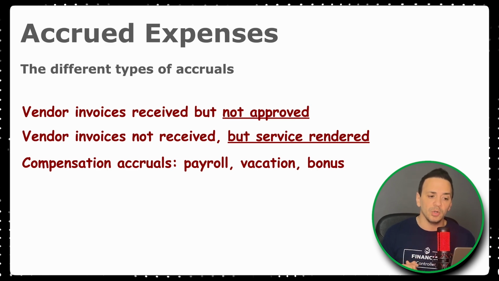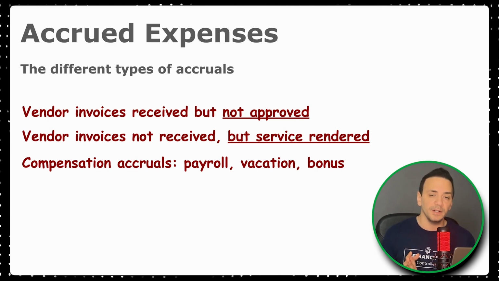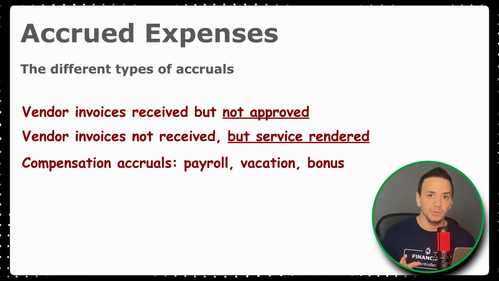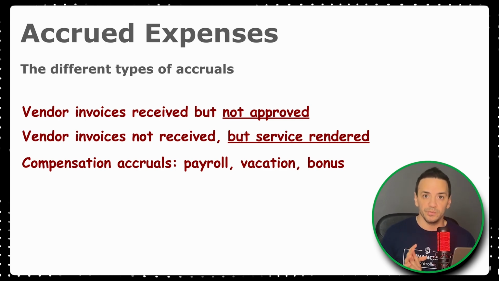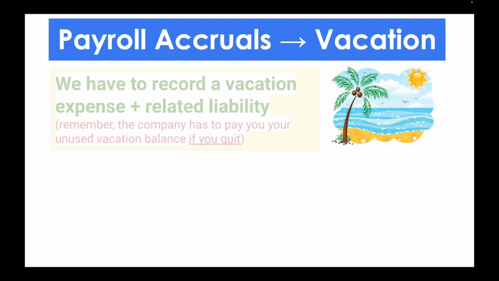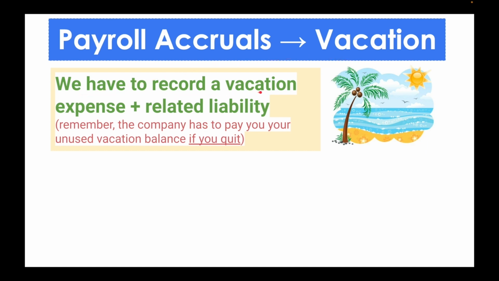So let's take a look at an example accrual, and the one I want to use here is vacation accrual. We're going to use real life numbers to accrue for vacation on the books and records. Just to give you a background, when you give your company the choice or the ability to take vacation days, you can potentially create a liability for the company by doing so. Let's look at a couple of examples to show you what I'm talking about. But generally, you have to record a vacation expense and a related liability.